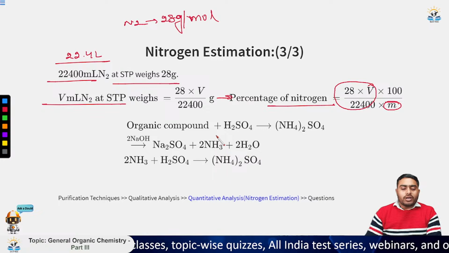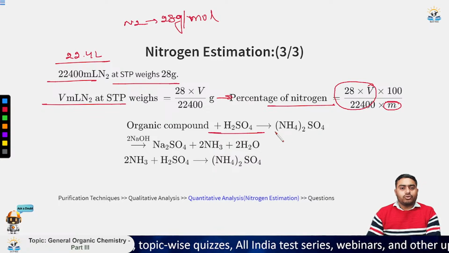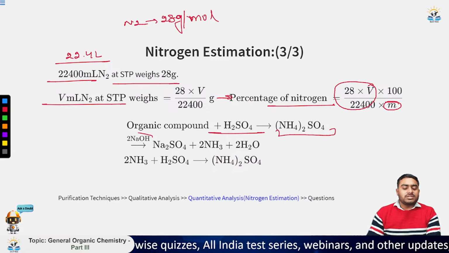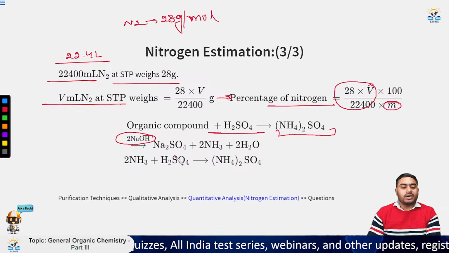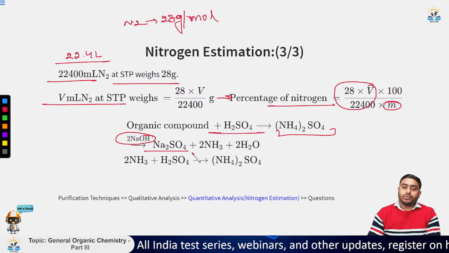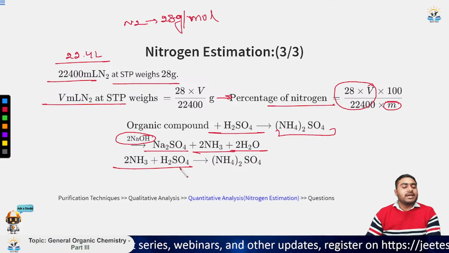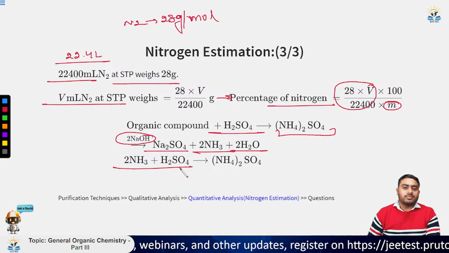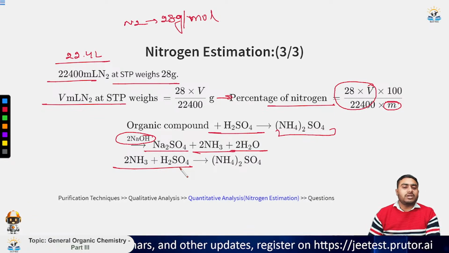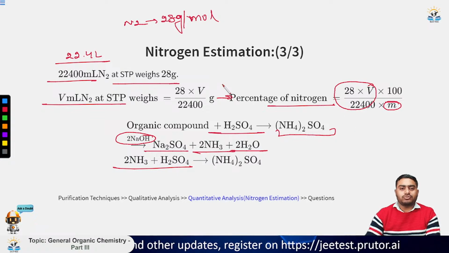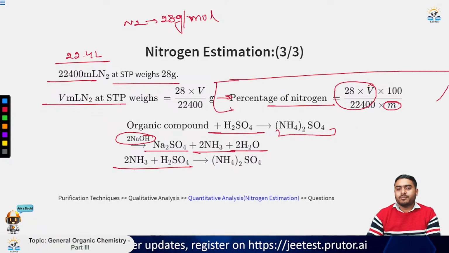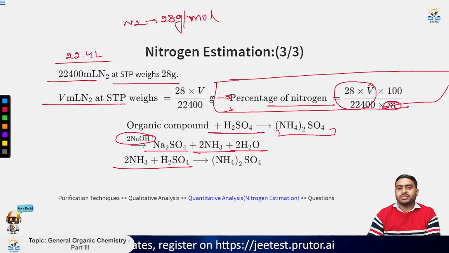Organic compound, when reacting with H2SO4, gives ammonium sulfate, which is treated with a base, that is 2NaOH. You will get sodium sulfate, Na2SO4, plus ammonia gas, 2NH3, plus 2H2O. Then this ammonia gas is again treated with H2SO4, and you get ammonium sulfate. I hope you are very clear about the nitrogen estimation. So basically you have to learn this formula, which is very important.